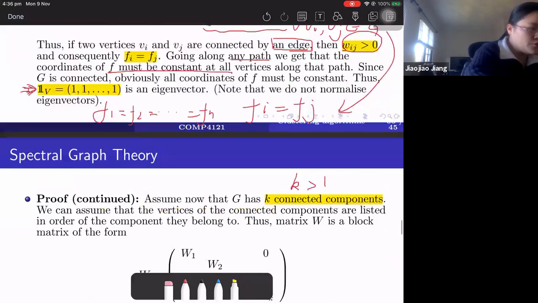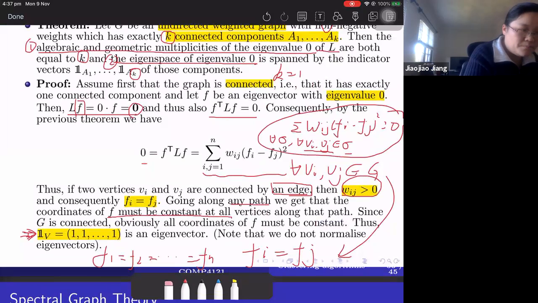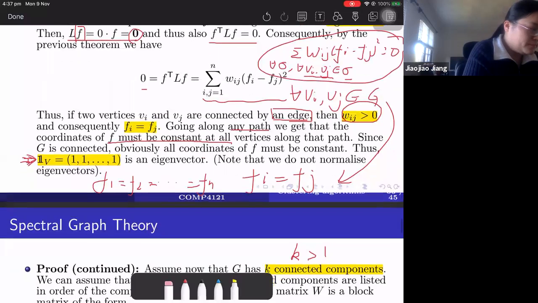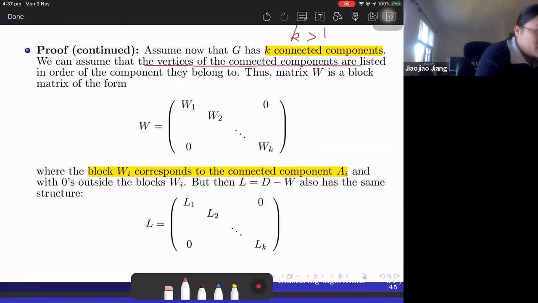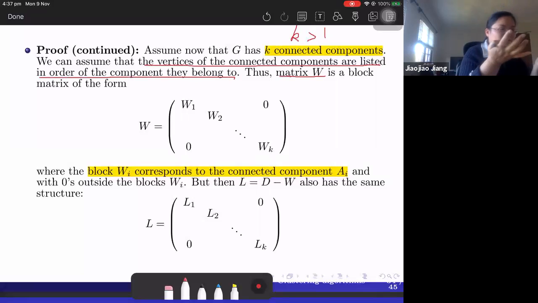So this is under the condition that the graph is connected, which means it has only one connected component, or k equals 1. All right, now assume that the graph G has k connected components, or k is greater than 1. Without loss of generality, we assume that the vertices of the connected components are listed in order of the component they belong to. Then the original matrix W can be written as a block matrix in this form.